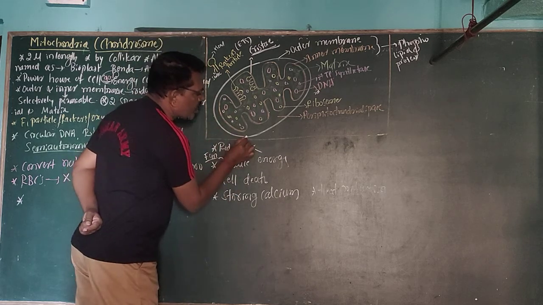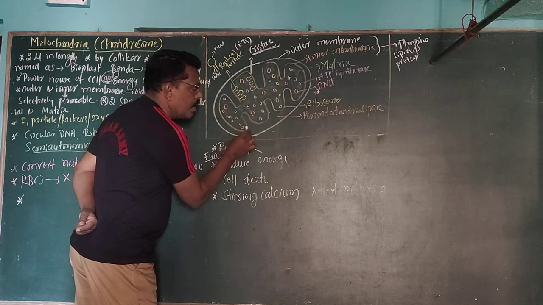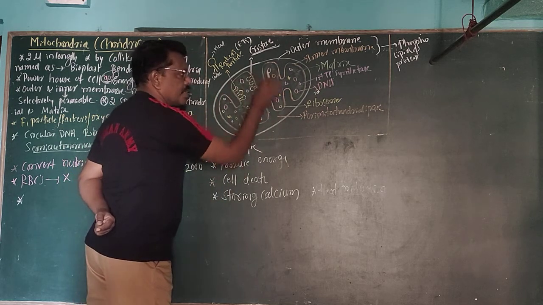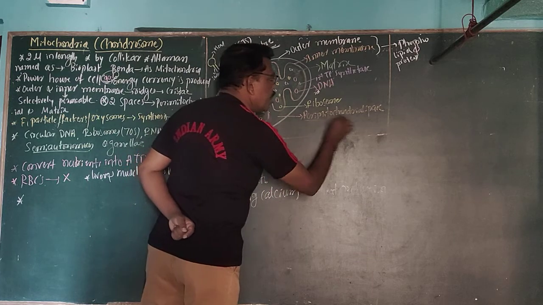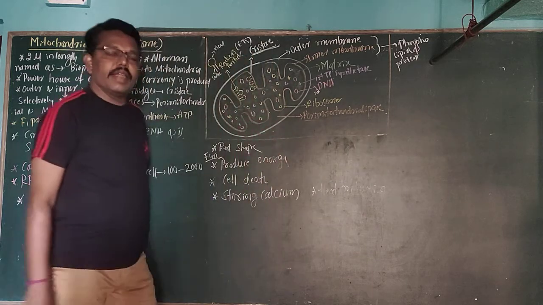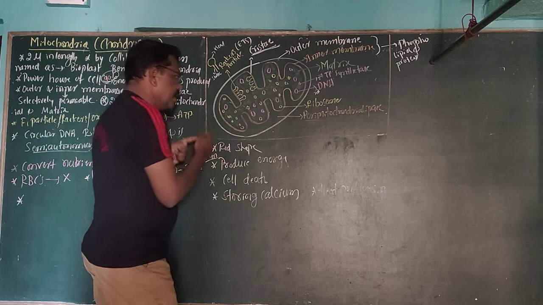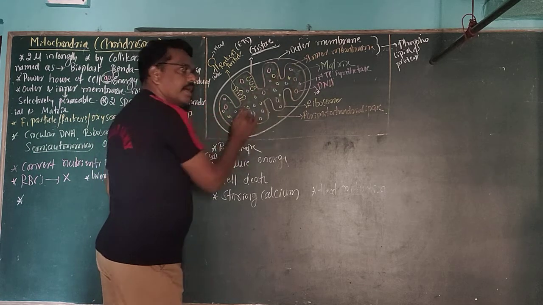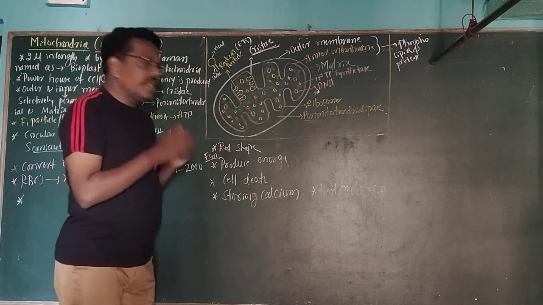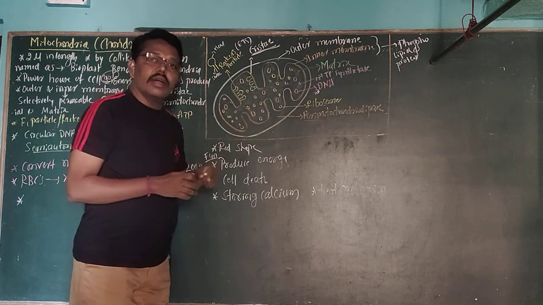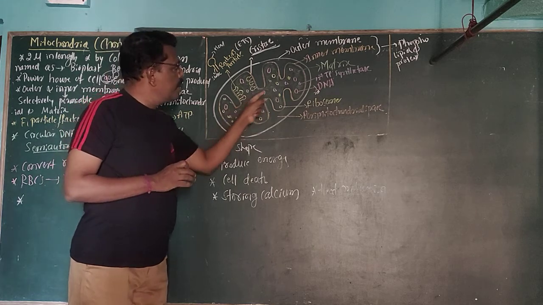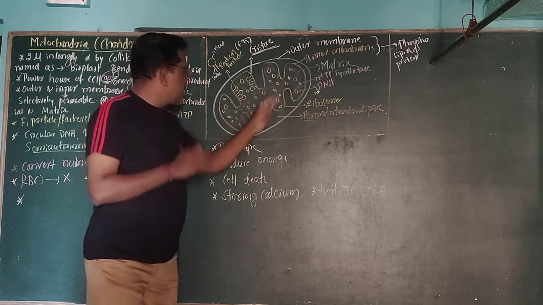Within this mitochondria, we will see two empty spaces. Between the outer and inner membrane there is a space. This first space is called the perimitochondrial space. Within the inner membrane, there is another space, completely filled with a semi-fluid matrix. The semi-fluid matrix is present within the inner membrane.